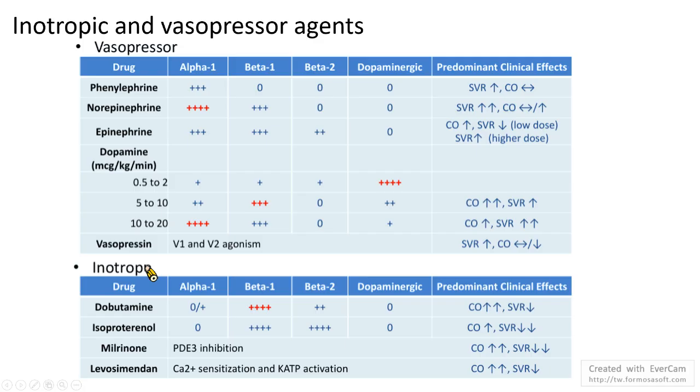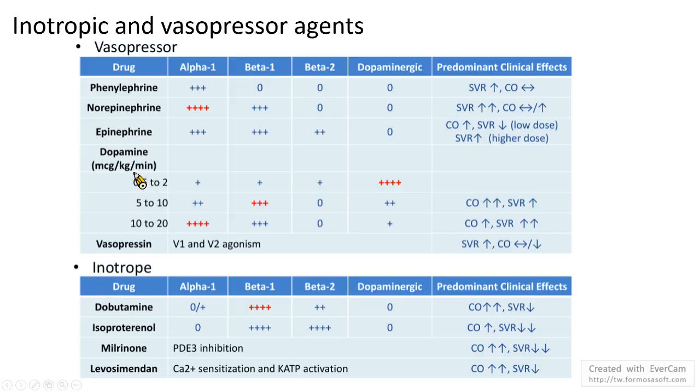And lastly, vasopressin is a pure V1 and V2 agonist, which causes a pretty pure SVR increase without impacting the CO as well. And then for the inotropes, we already see that it is actually the beta-1 effect. The CO could be influenced, but just with the pure or not.